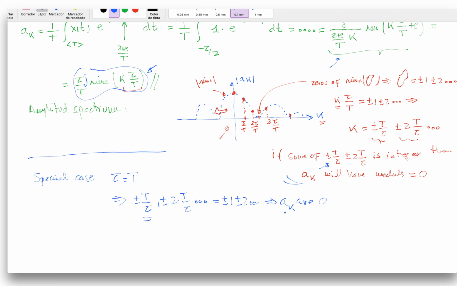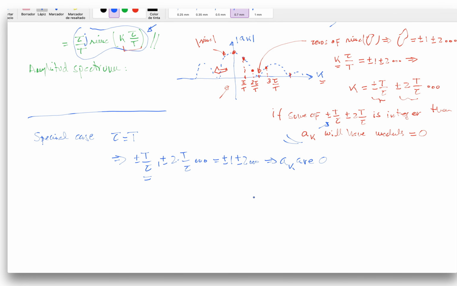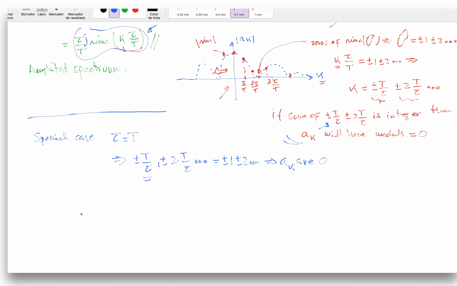So what is really going on here? How is this possible? Then all the coefficients are 0, and it makes sense. Why? Because first, look at the envelope of the coefficients, a sub k. Remember that the envelope was a rectified sinc, which is this one, and the same on the left, okay?